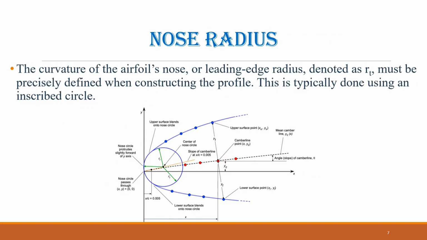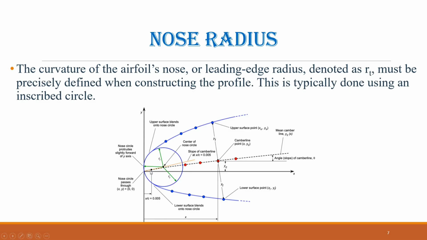Nose radius. The curvature of the airfoil's nose, or leading edge radius, denoted as rt, must be precisely defined when constructing the profile. This is typically done using an inscribed circle. To locate the center of this circle, a straight line is drawn from the origin of the coordinate system at the leading edge, with a slope equal to the slope of the camber line at a small distance along the chord, typically around x equals 0.005.